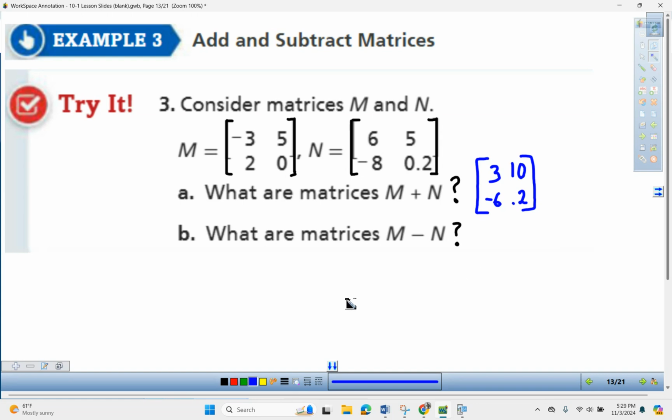What happens if you subtract them? Okay, well, that's going to be negative 3 minus 6. That gives me negative 9. And then 5 minus 5 gives me 0. 2 minus negative 8, which ends up being plus, there's 10. And then 0 minus 0.2 would be negative 0.2. Okay, so that's what it looked like there. And not even using a calculator at this point. That would be kind of silly. All right, so let's go on to our next example.